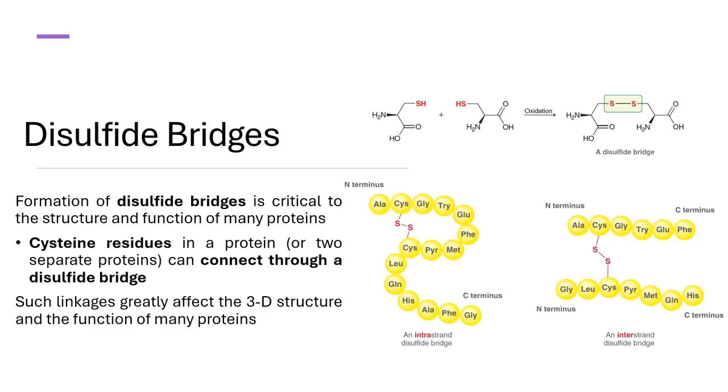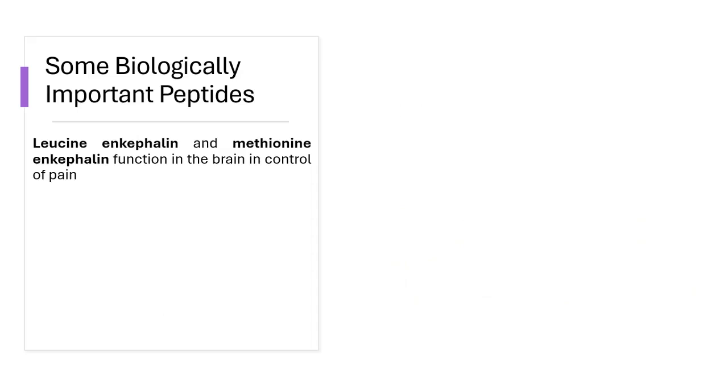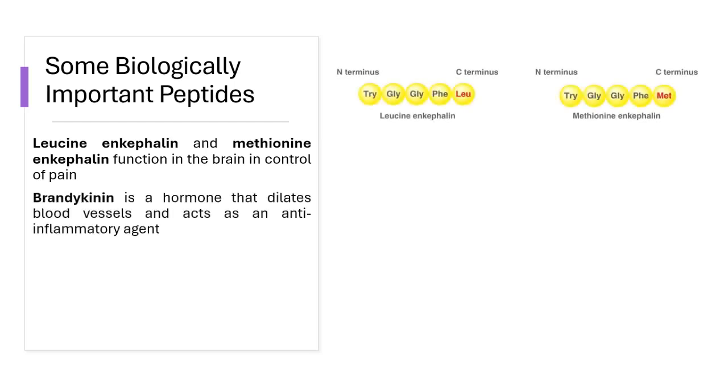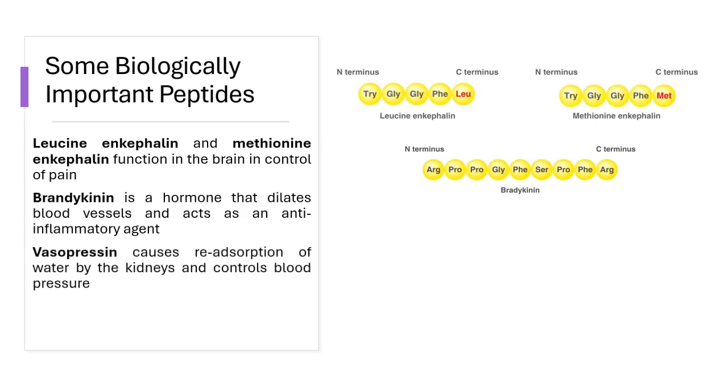Some biologically important peptides are shown here below. Some function in the brain in control of pain. Some function as hormones that dilate blood vessels and act as anti-inflammatory agents. Others cause reabsorption of water by the kidneys and control blood pressure. And others induce labor and stimulate milk production.